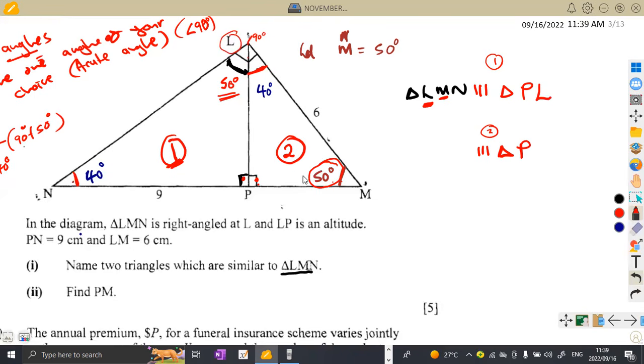But from triangle 2, which is this smaller triangle, an angle that is equal to 50 is this M, which is 50. So this one is going to remain as it is, which is 50 at M. So this one is going to be PM, okay?